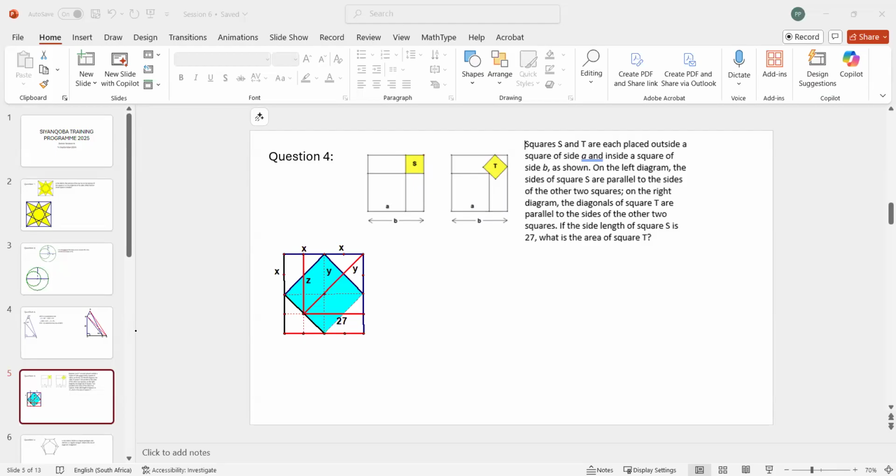Okay. Now the question is to find the area of the tilted square, given that the side of this original square is 27. So S is 27 squared. So you know the area of this. Knowing that, how do you find the area of this tilted square?